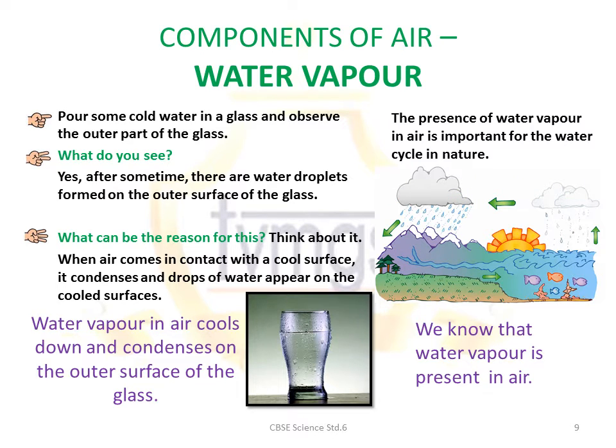When the air around the glass comes in contact with the cool surface, the water vapor in the air starts condensing and small drops of water appear on the outer surface of the glass. And that is how you can prove that there is water vapor present in the air.